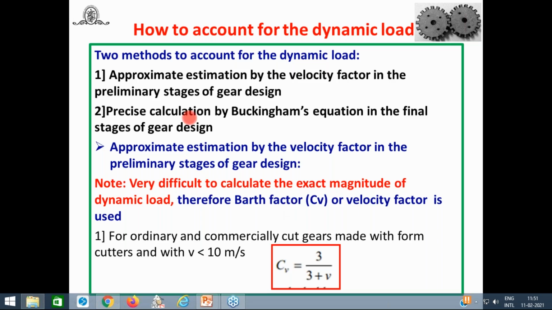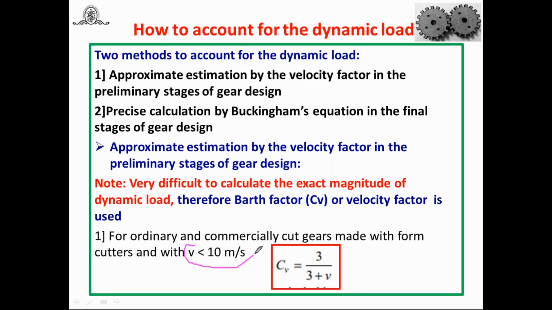Try to understand. In the first method, approximate estimation by velocity factor, the Barth factor or velocity factor takes care of dynamic load. How does it take care of it? In a meshing pair, if the speed, which means velocity, is less than 10 meter per second, we have to calculate this Barth factor, denoted by CV, using a relation given by Barth.